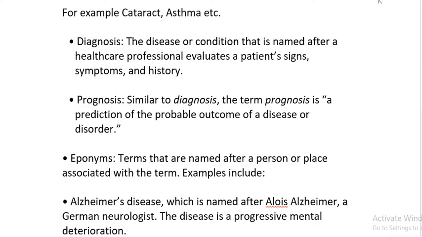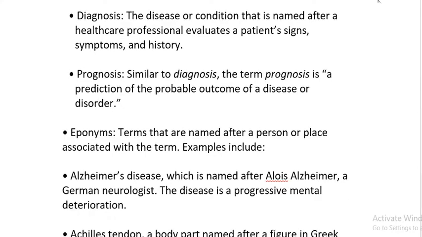The first one is diagnosis, which is most common in the medical coding career, the medical coding field or otherwise. So what is meant by diagnosis? The disease or condition that is named after a healthcare professional evaluates the patient's signs, symptoms and history. For example, if the patient goes to the physician, he will evaluate the patient's signs, symptoms, and history. He will finalize one diagnosis, which is the final output of his examination.